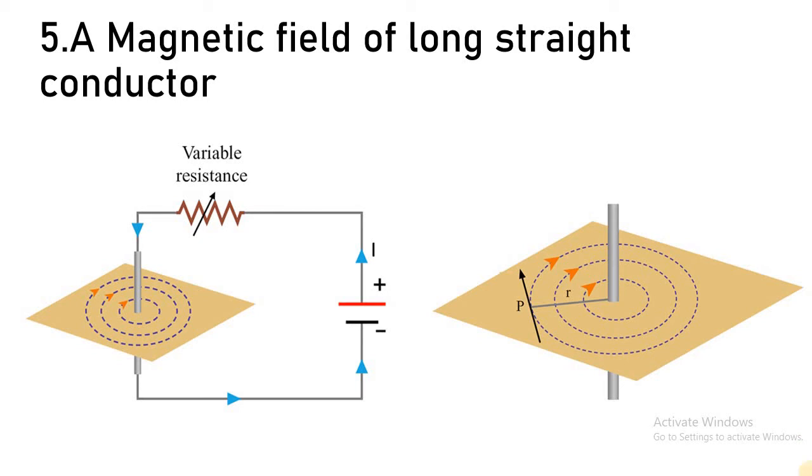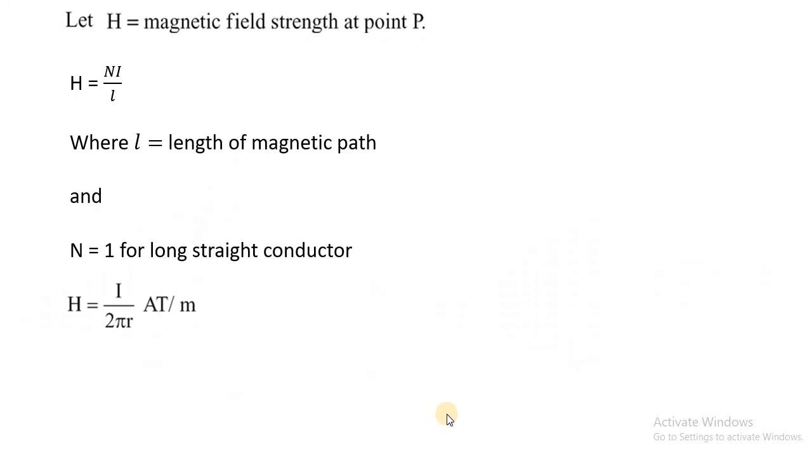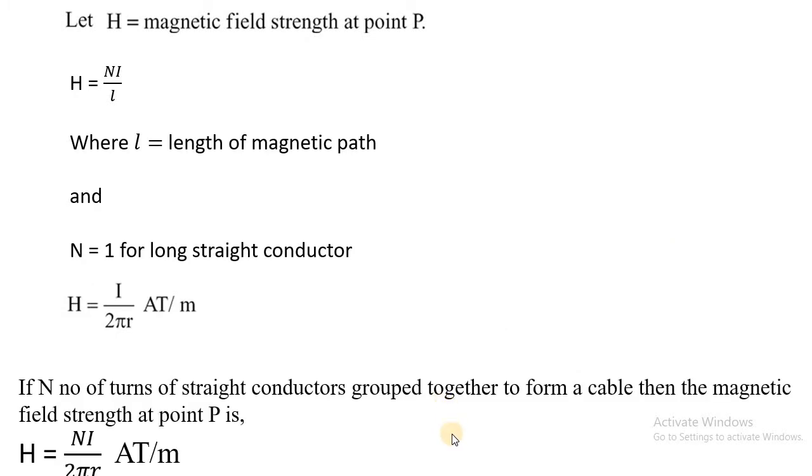then what will be my capital H? I'll repeat my sentence. Instead of a single straight conductor, now I have taken 10 straight conductors and taken a bunch together, and I want to find out the magnetic field strength H. So what will be the answer? 10I upon 2 pi r. Very good. 10I upon 2 pi r.